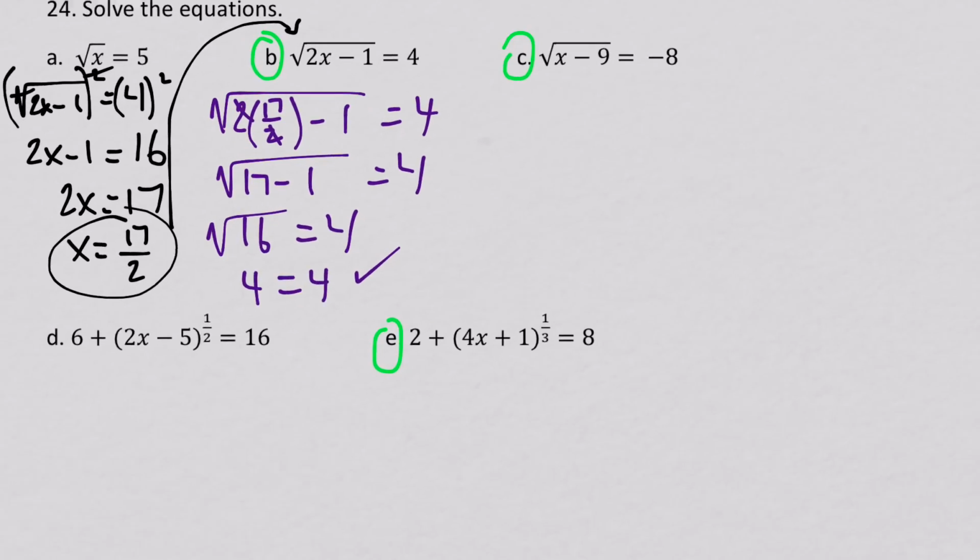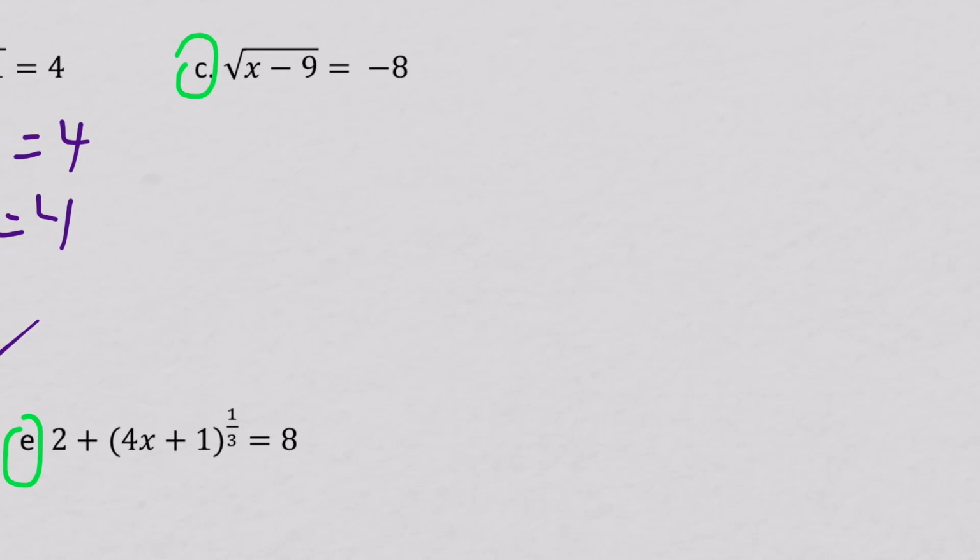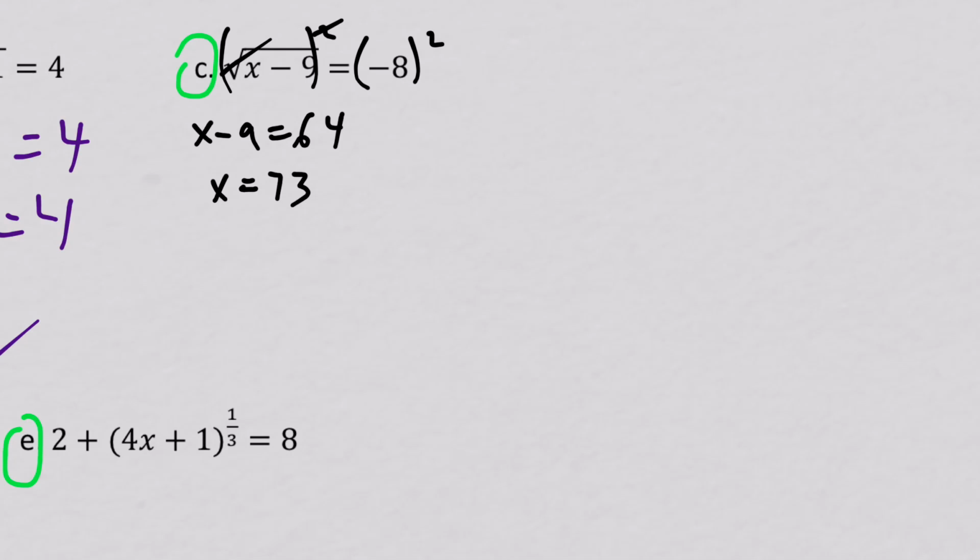All right, C. I'm going to do the same thing. I'm going to square both sides. So square this side, square that side. That leaves me with x minus 9 because the square and the radical cancel equals 64, right? Negative 8 times negative 8. Add 9 to both sides and you get 73. X equals 73 is your solution.